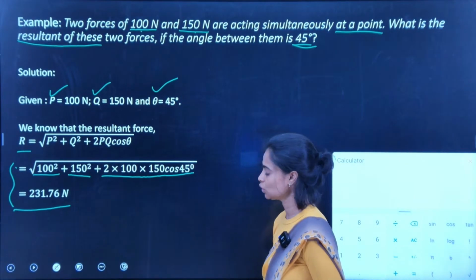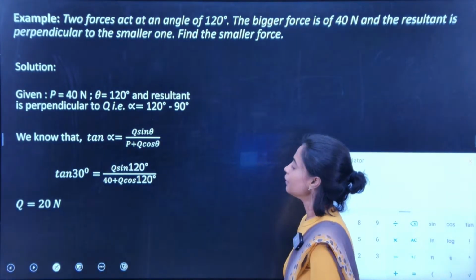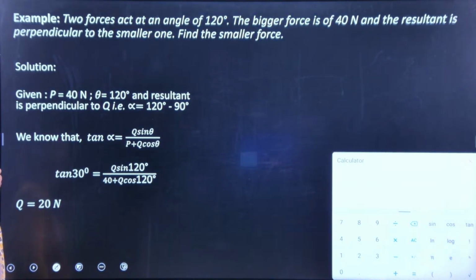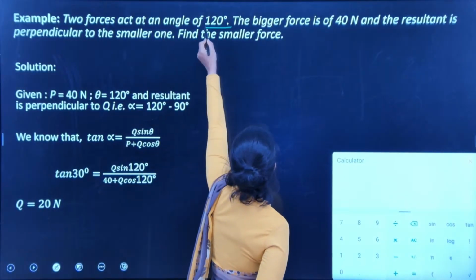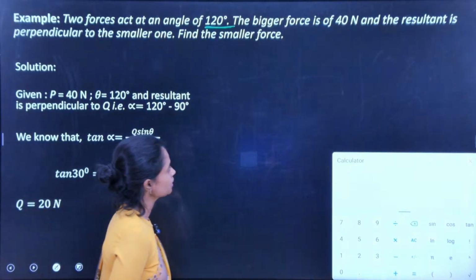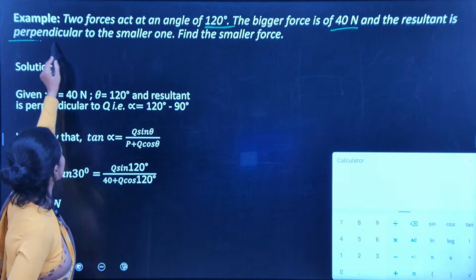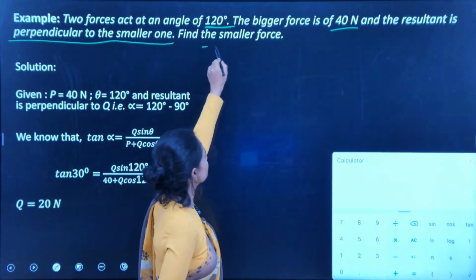Fine. Okay, let's move on to another problem. Again a very simple problem. The problem says that there are two forces which are acting at angle 180 degrees. Sorry, 120 degrees. So theta is 120 degree here. The bigger force is 40 Newton and the resultant is perpendicular to the smaller one. We are required to find the smaller force.